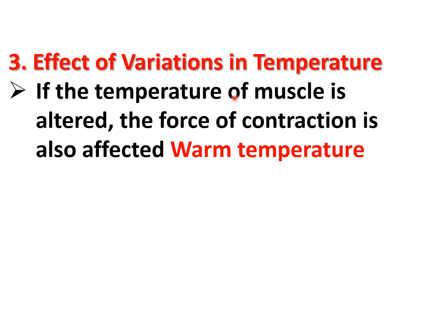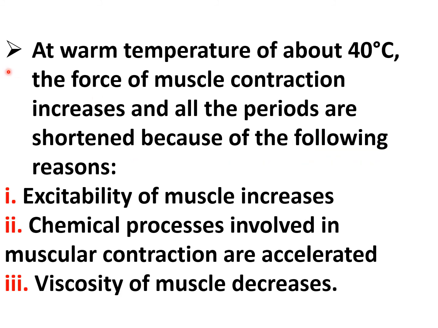Then effect of the variation in temperature. If the temperature of the muscle is altered, the force of the contraction is also affected. At warm temperature of about 40 degrees centigrade, the force of the contraction increases and all the periods are shortened because of reasons like excitability of the muscle increases, chemical processes involved in the muscular contraction are also increased, and viscosity of the muscle decreases.